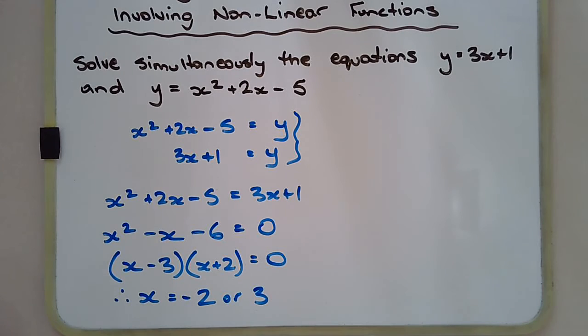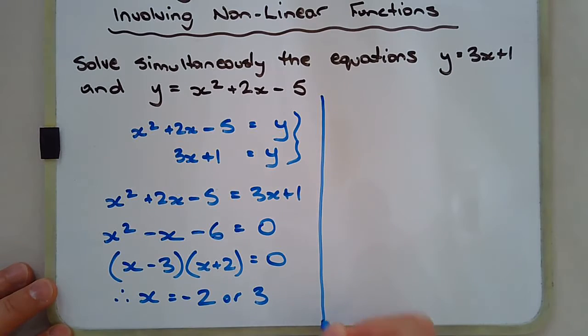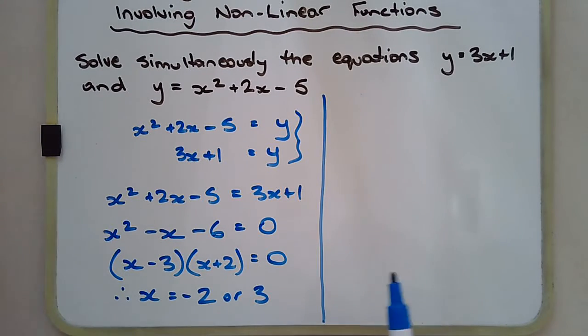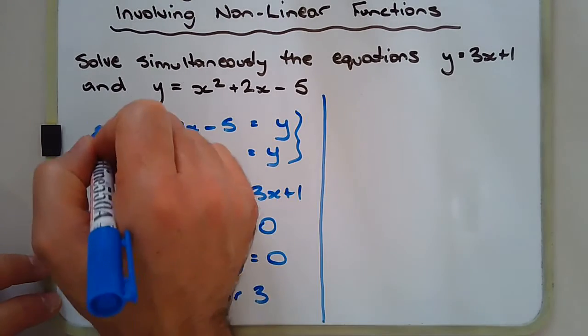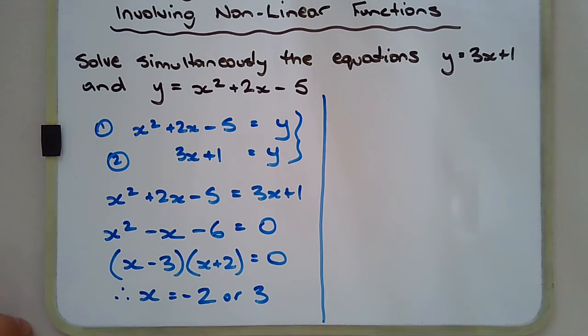But that's only half the solution. We need the y values as well. Remember that we're dealing with coordinate geometry here. The solution of simultaneous equations is actually a solution set, so we're talking about xy pairs, or coordinate pairs. We've got the x coordinates, but we now need the y coordinates. We can use equation number 2. Probably should label these, so let's call that equation 1, equation 2. Let's use equation number 2 to find the y values.